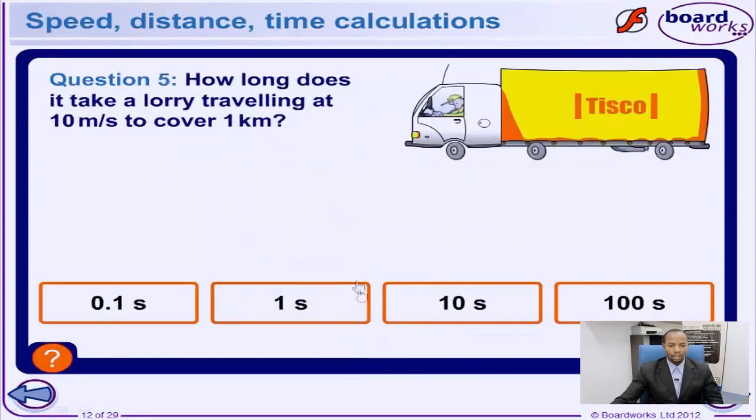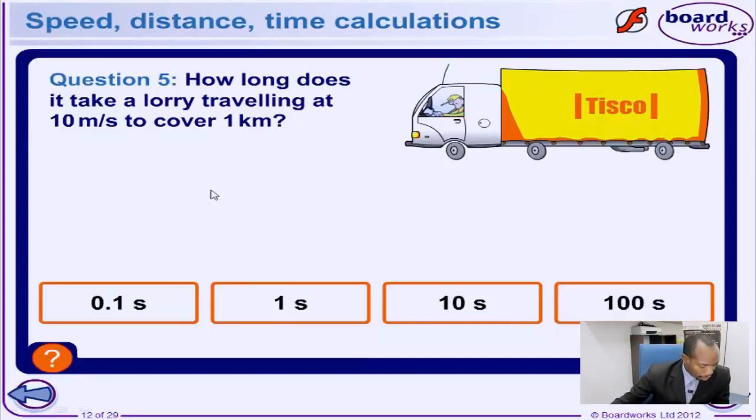So we go to the next question, which says, how long does it take a lorry to travel at 10 meters per second to cover 1 kilometer? Speed is given to us in meters per second, and the distance is given to us as 1 kilometer. 1 kilometer we change to what? We change to meters, because the speed is in meters per second. We cannot leave this in kilometers. So 1 kilometer equals 1,000 meters, the basics that we learned in primary school.